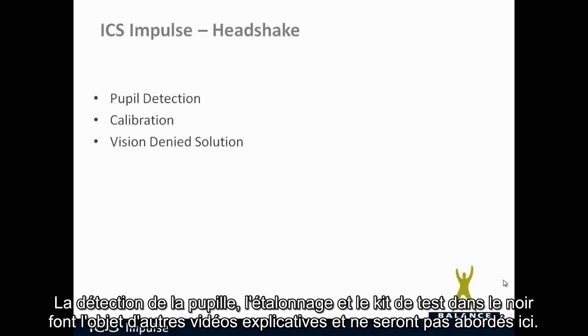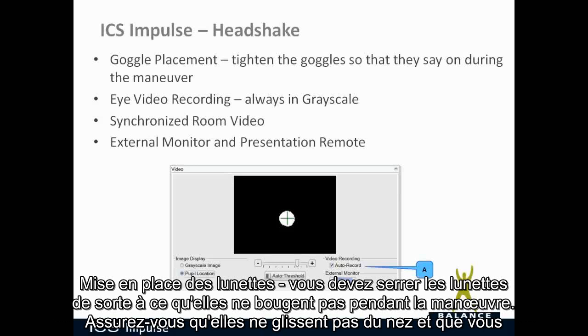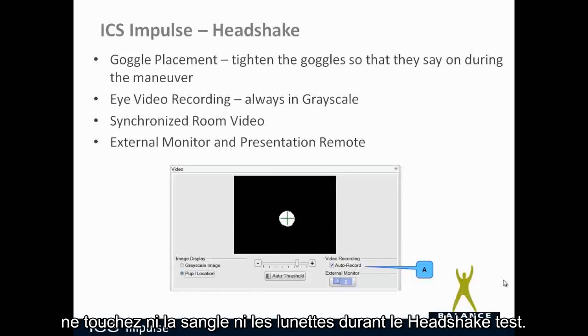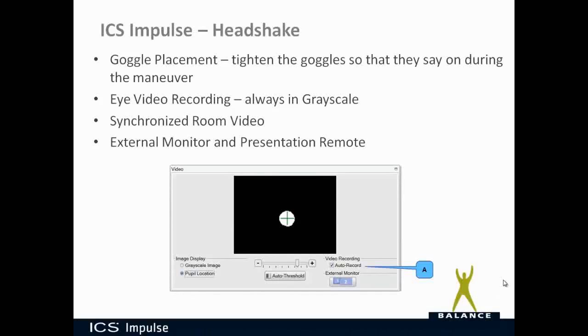So regarding pupil detection, calibration, and the vision-denied solution, all these things are covered in other videos, so we won't be talking about those today. Couple of things. Goggle placement. You need to tighten the goggles so that they stay on during the maneuver. So you want to make sure that the goggles are not slipping, you're not touching the goggle strap or the goggles during the head shake maneuver.